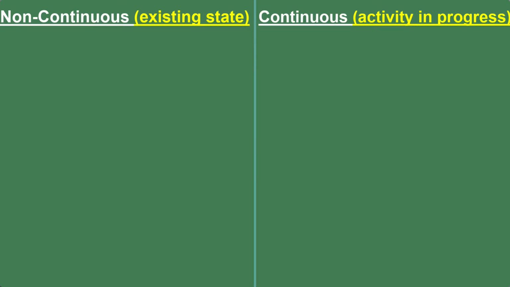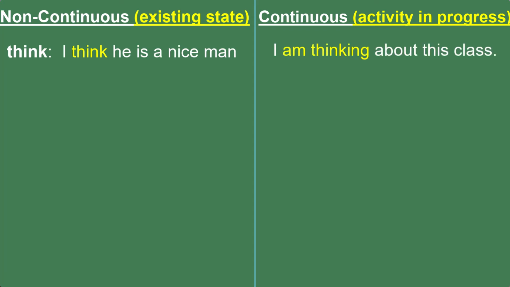So the first one is think. You could say, I think he is a nice man. That's kind of an existing state, something that you think or feel. Compare with, I am thinking about this class. This is an activity in progress. You are thinking. I am thinking.